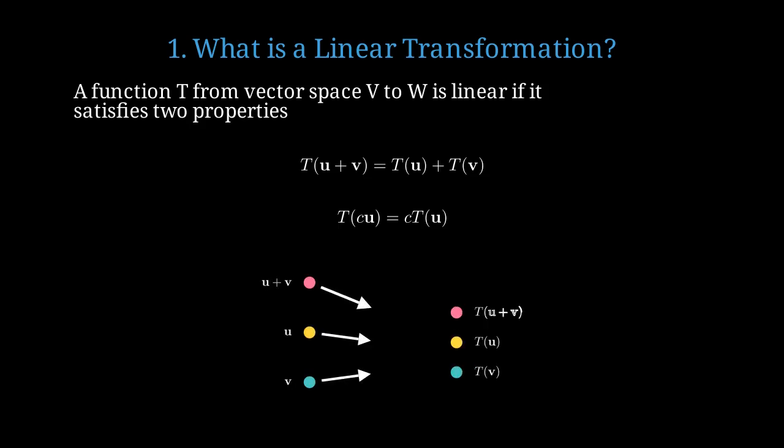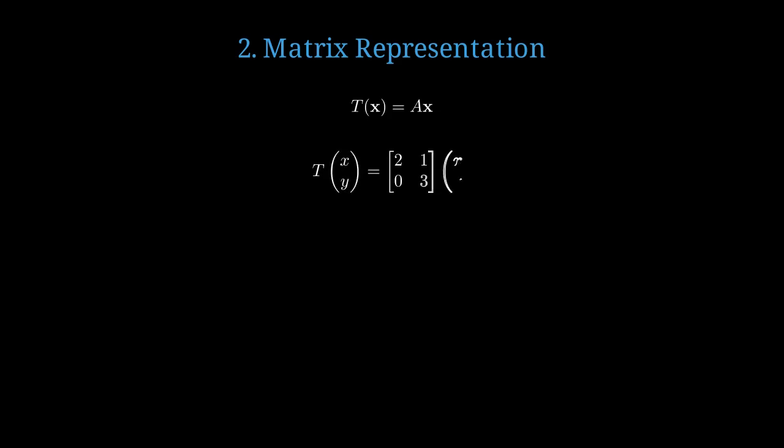Here we see vectors u and v being transformed. Their sum u plus v transforms to exactly T of u plus T of v. Every linear transformation can be represented as a matrix multiplication. We write T of x equals A times x, where A is the transformation matrix. For example, this transformation multiplies a 2D vector by this matrix with entries 2, 1, 0, and 3.